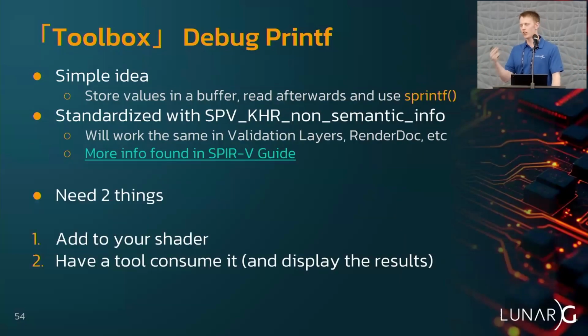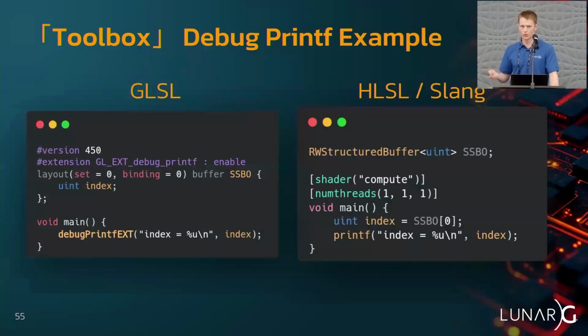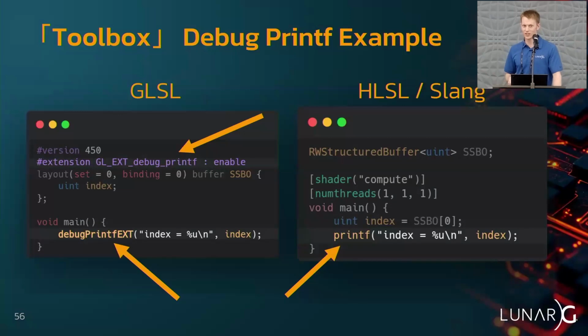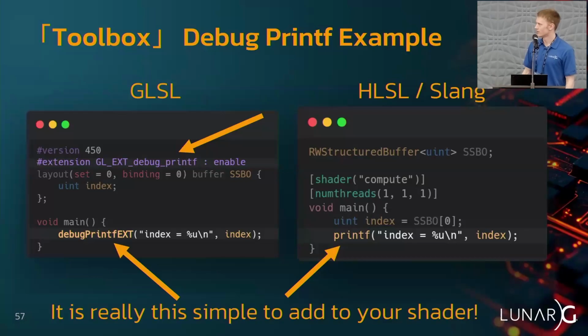So you need two things to get debug printf to work. It is so simple. I think a lot of people think it's going to be hard, like Vulkan. It's not fun, it's going to be hard to set up. It is two simple things. You need to add it to your shader and have a tool to consume it. So to add it to your shader, it is pretty simple. GLSL takes an extra line, but if you're in HLSL or Slang, just add printf right now. Just go to your code, add printf right now. It will automatically generate it for you. That's all you have to do. Okay, it's that simple. Yes, that simple.